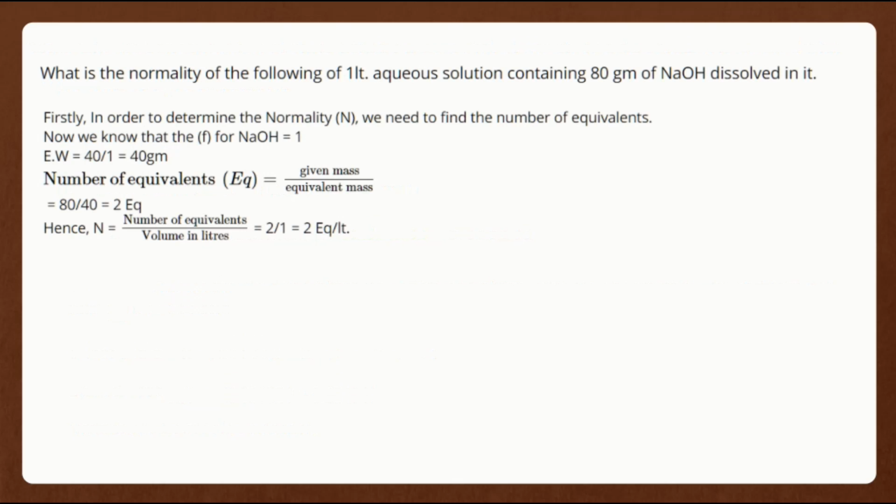What is the normality of the following 1 liter aqueous solution containing 80 grams of NaOH dissolved in it? Firstly, in order to determine the normality, we need to find the number of equivalents. For NaOH, the number of equivalents is equal to 1. Therefore, equivalent weight is equal to 40 grams. Therefore, number of equivalents is equal to given mass by equivalent mass. 80 by 40 is equal to 2 equivalents. Hence, N is equal to number of equivalents by volume in liters, which is equal to 2 normal.